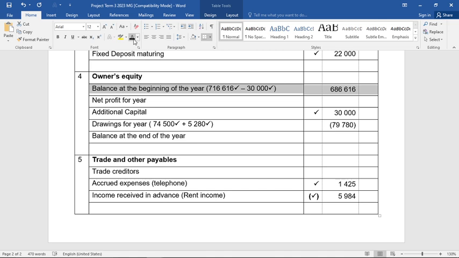While we're here at the owner's equity note, we can't yet do the net profit for the year because we haven't finalized the income statement. So we'll come back to that.